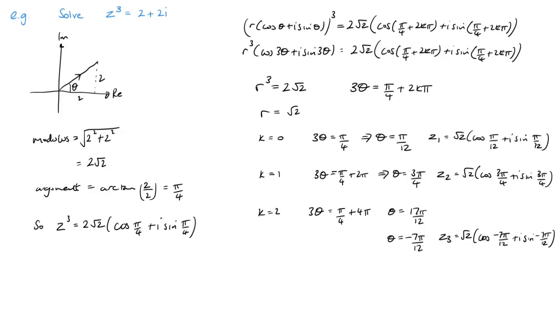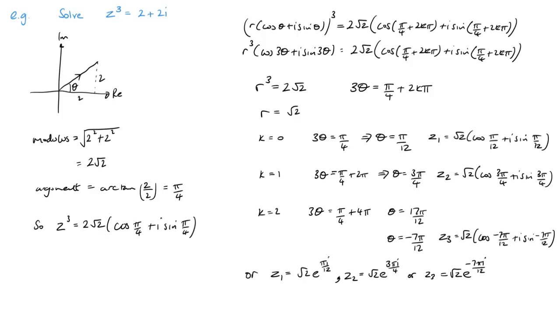Alternatively, I could write them in terms of e. So I'd have Z1 is root 2 e to the pi i by 12. Z2 is root 2 e to the 3 pi i by 4, and Z3 is root 2 e to the minus 7 pi i by 12. Okay, and there I have my 3 solutions in the form r e to the power i theta.